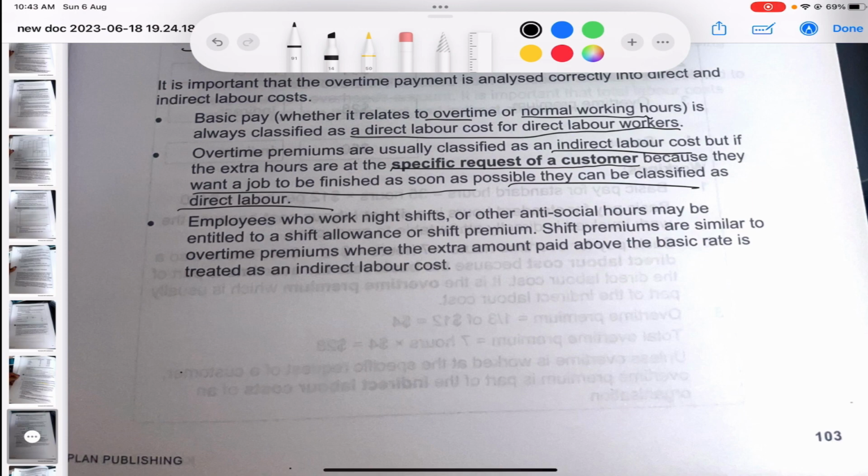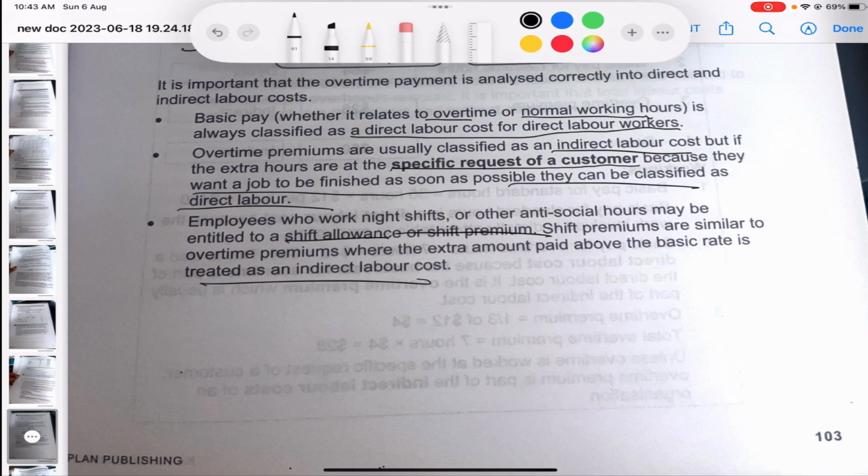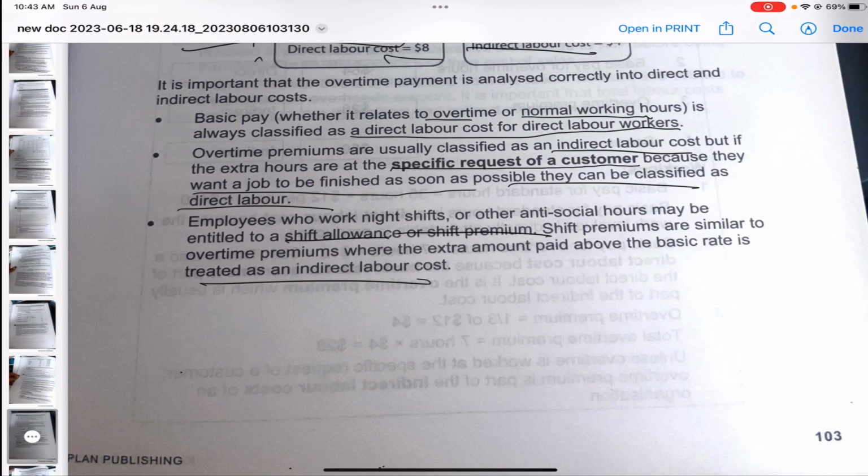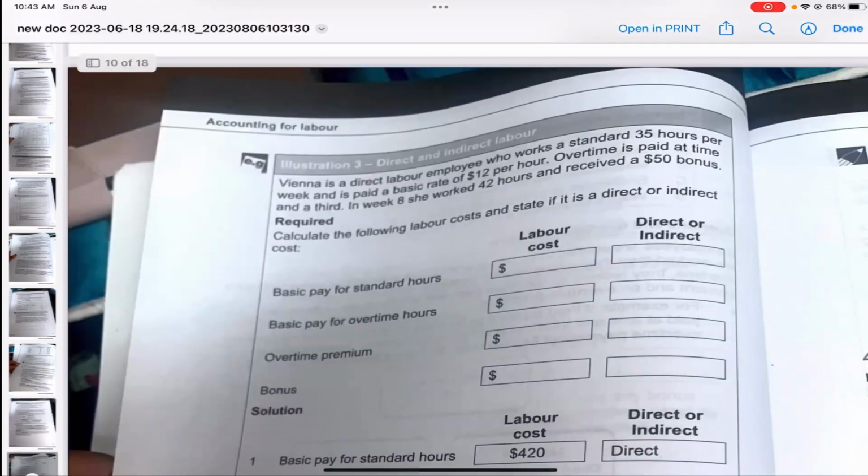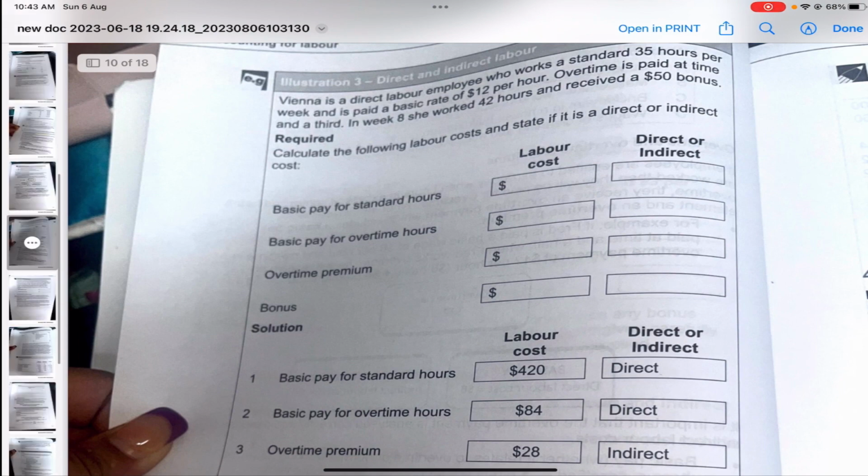Employees who work night shifts or other antisocial hours may be entitled to a shift allowance or a shift premium. Shift premiums are similar to overtime premiums, where the extra amount paid above the basic rate is treated as an indirect labor cost. So whatever is the excess of the basic pay would be treated as indirect labor. Moving on.